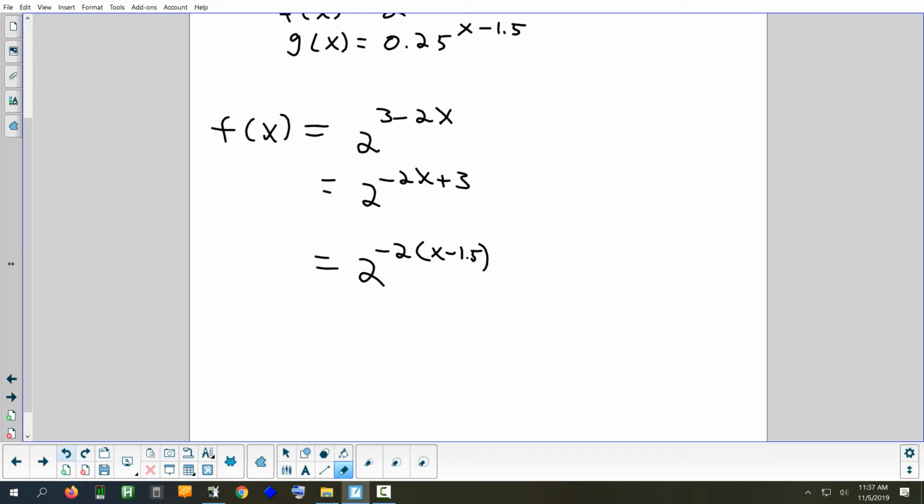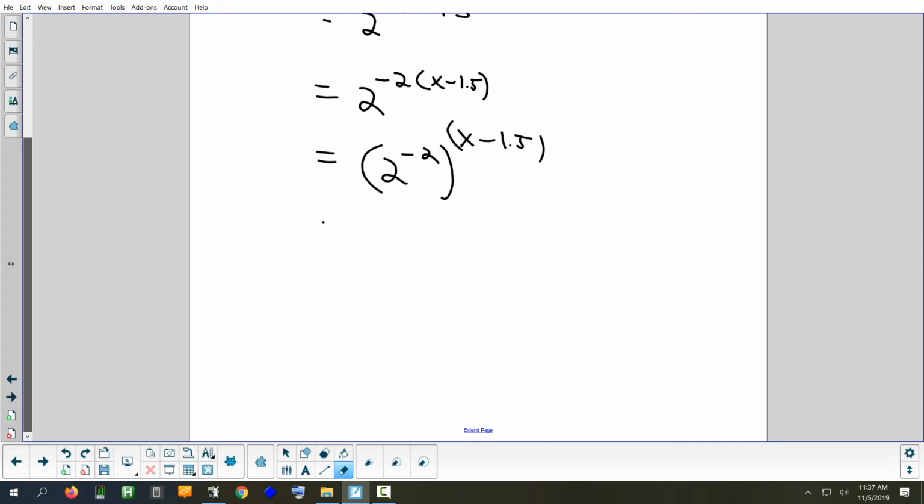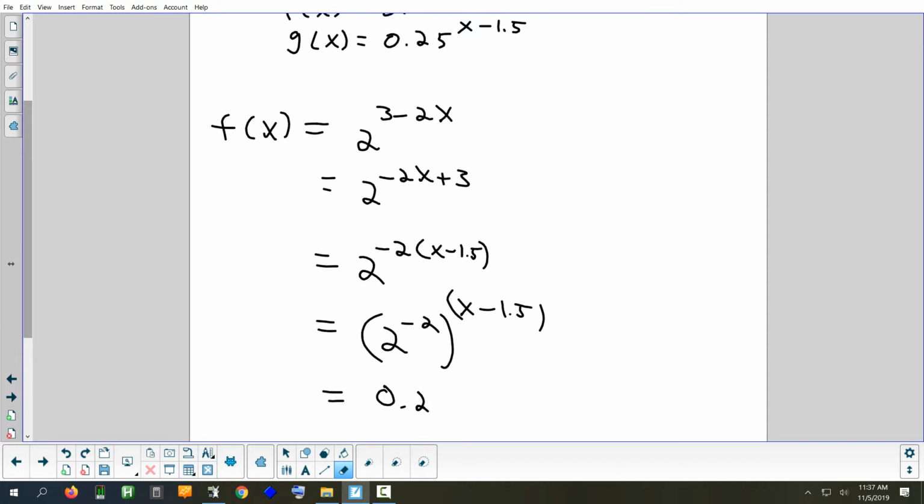Power to a power. So this must really be this. Power to a power. I think that's probably clearer to say it that way. It's a power to a power. And now, 2 to the negative 2, you guys just told me is 1/4. What's 1/4 as a decimal? 0.25. And now we've proved that f of x is the same as g of x.